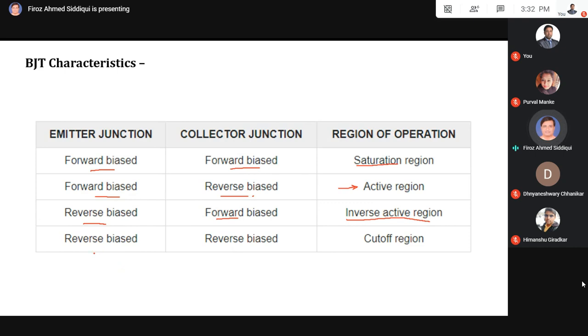And if both the junctions are reverse biased, that means emitter junction as well as collector junction are reverse biased, then the transistor will operate into the cutoff region.